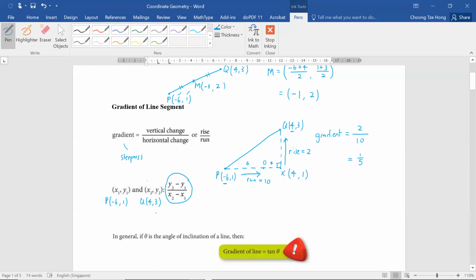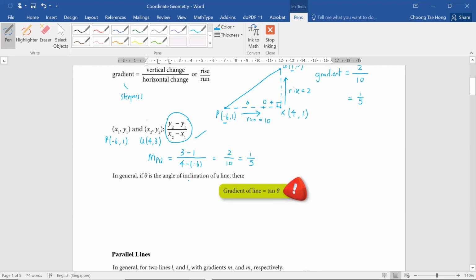The usual notation that we use is the gradient of PQ will be equal to y2 minus y1. So in this case, y2 is 3, y1 is 1. So 3 minus 1. Then x2 is 4, and x1 is -6, right? So 4 minus -6. So indeed we end up with the same answer of 1/5. So you can use this method to calculate as well, right?